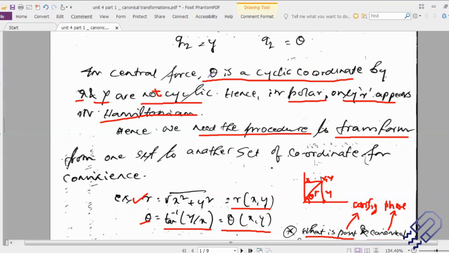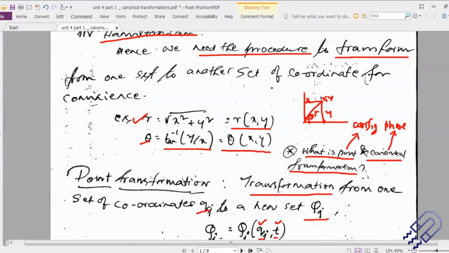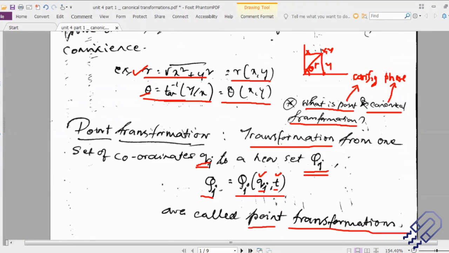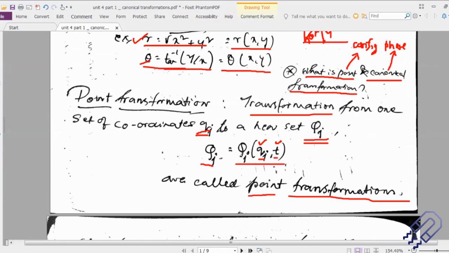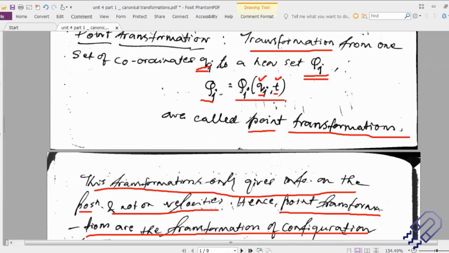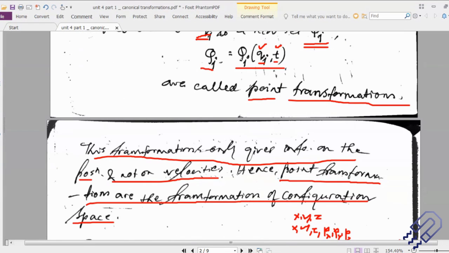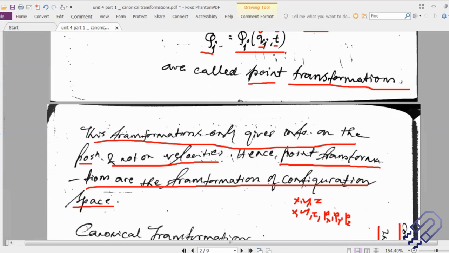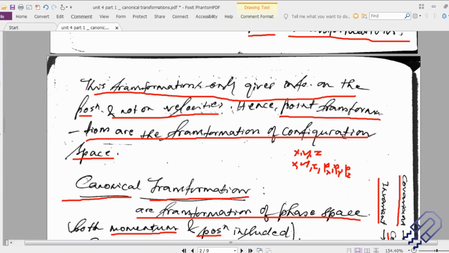So what we do is, in general, if we are going to convert from, let's say, polar coordinate to a Cartesian coordinate, you basically use this relation or this theta relation. Whenever you have a transformation from one coordinate system, let's say small qj, which is generalized, to another set of coordinate system, let's say capital Qj, we basically call it point transformation. And as I told you yesterday, point transformation is more or less done in the configuration space. So you've just got x, y, z.